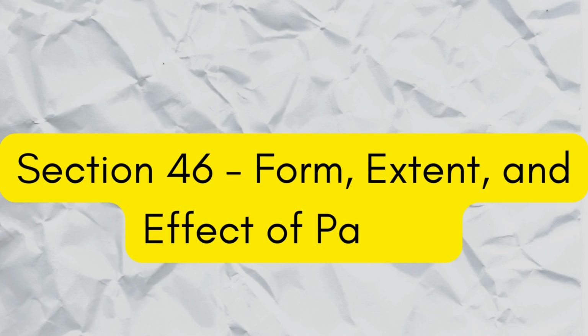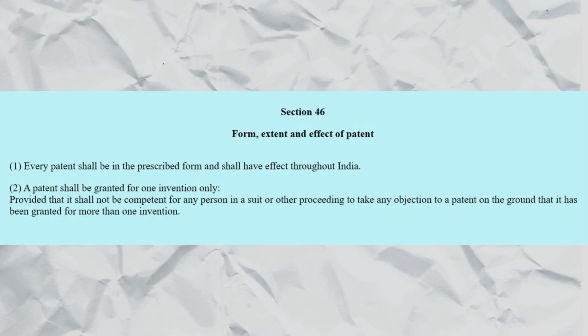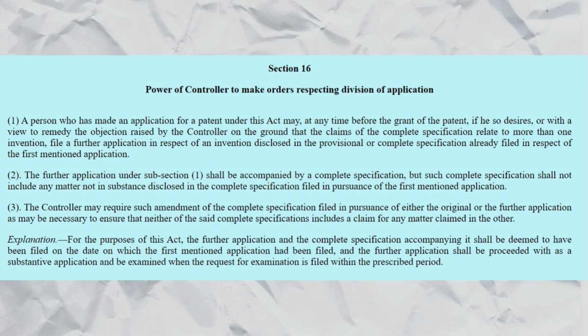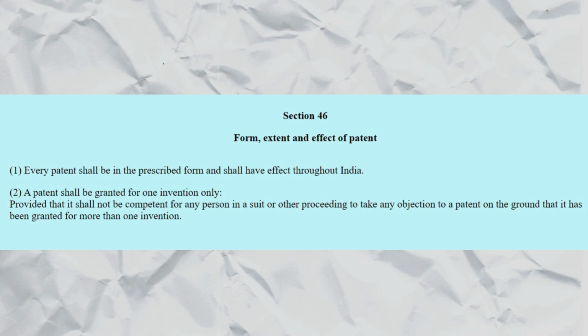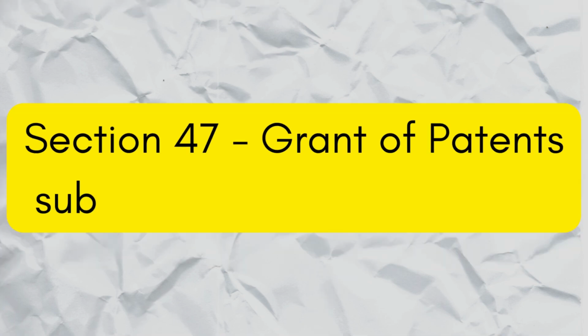Now, let's discuss section 46, form, extent and effect of patent. Now, the patent shall be in the prescribed form, that is form 2, and shall have effect throughout India. A patent shall be granted for one invention only. We have seen under section 16 that in the case a patent covers more than one invention, the controller makes an order to divide the application into 2. In any lawsuit or other proceeding, no one can raise objections that the patent has been granted for more than one invention.